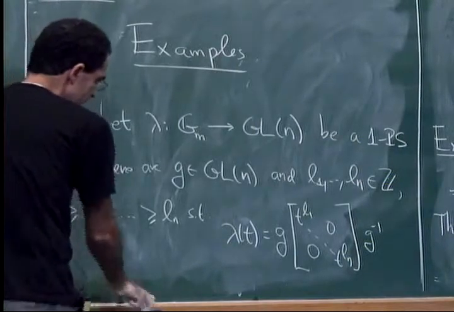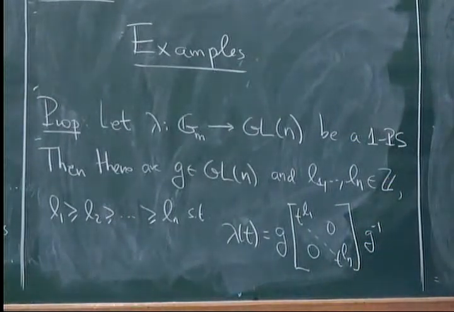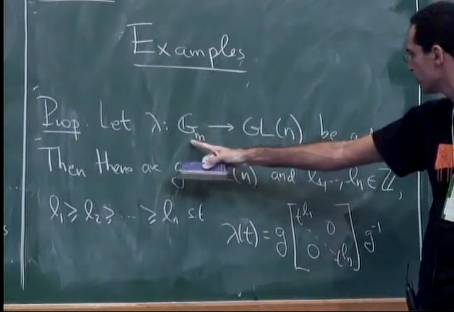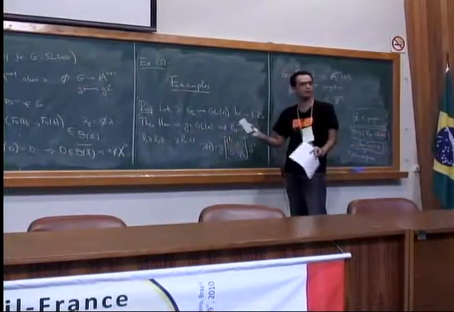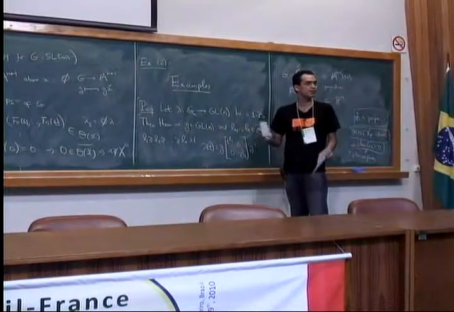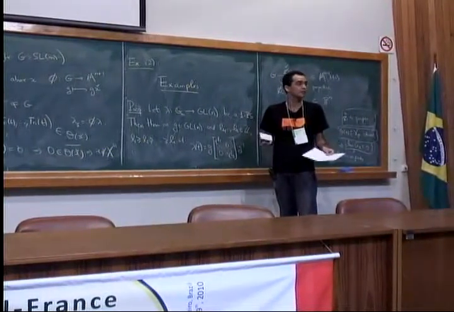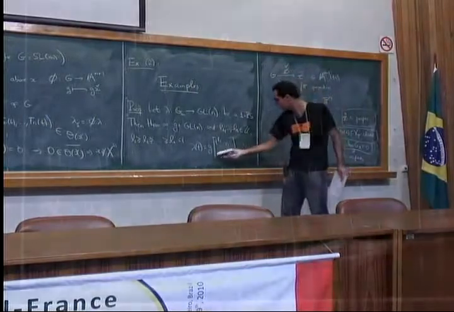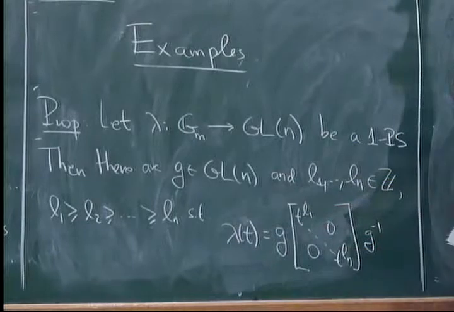I won't show this. It's not that difficult, it just takes a bit of time. What you use here is that G_m is commutative, so all these matrices that appear here commute with each other. So in a sense, you can diagonalize them simultaneously. Okay? And that's basically what we're doing: diagonalizing simultaneously with the same conjugation all the lambda t's.